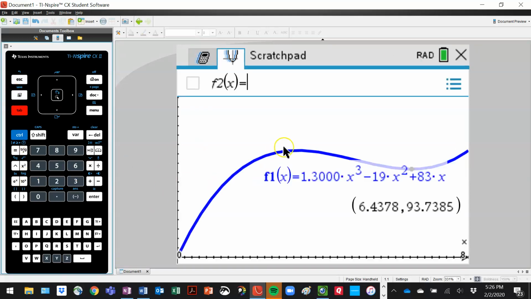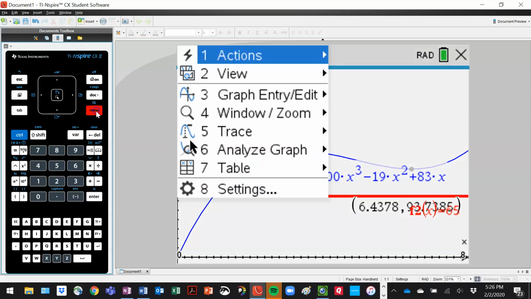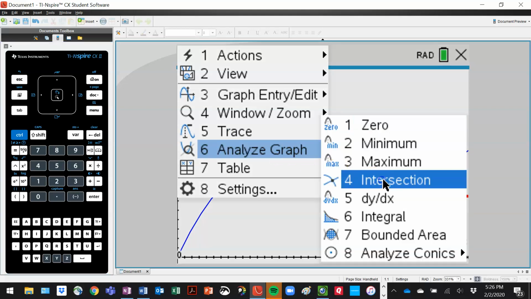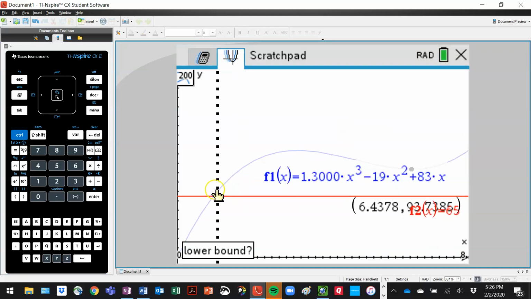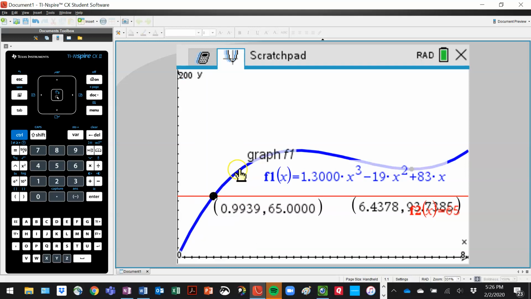So we're going to go back to the calculator, and I'm going to go to tab, 65, enter. We're looking for the intersection point, which we see is happening over here. Menu, analyze graph, intersection, and we're going to go a little bit to the left. We're going to go a little bit to the right, and it looks to me like the intersection happens at 0.9939. Let me write that down on my paper.